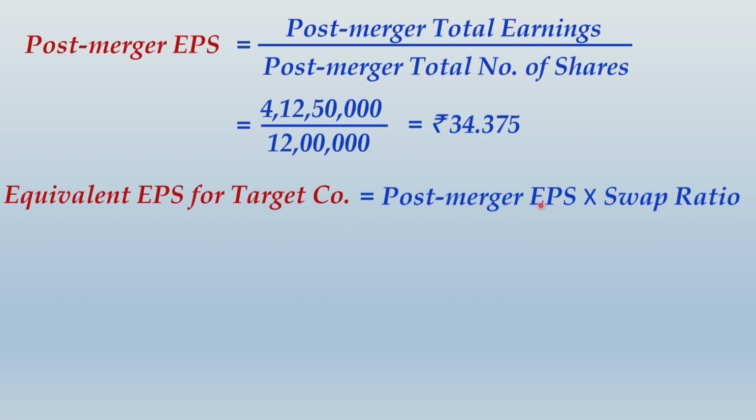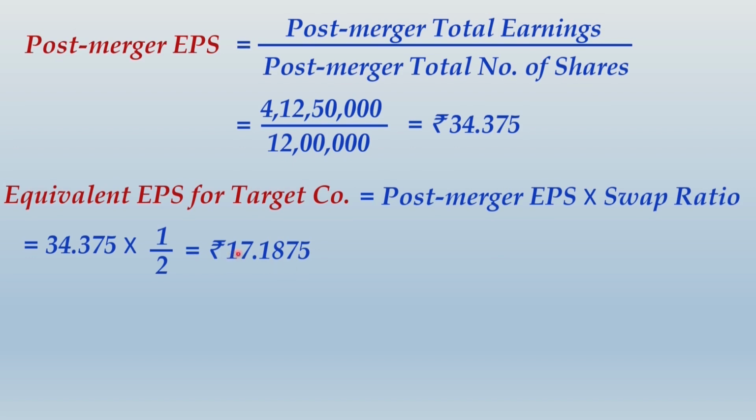The question has also demanded the equivalent EPS for shareholders of target company, and we have been doing this calculation quite a lot of times. It will be post merger EPS, that is this, multiplied by the swap ratio, and the effective swap ratio we have gathered over here is 1:2 or simply 1 by 2. So it will be 34.375 into 1 by 2, that will be 17.1875. Let me once again remind you what you have to do with this equivalent EPS from the viewpoint of target company. This has to be compared with the pre-merger EPS of target company to arrive at gain or loss in earnings to the shareholders of target company.